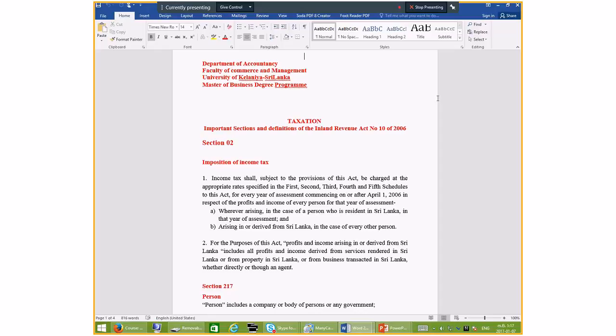After computing the taxable income, we apply the applicable rates for the company. They depend on the nature of the company. In Sri Lanka, there are a lot of tax rates depending on the nature of business. Some SME tax is at a rate of 12%.